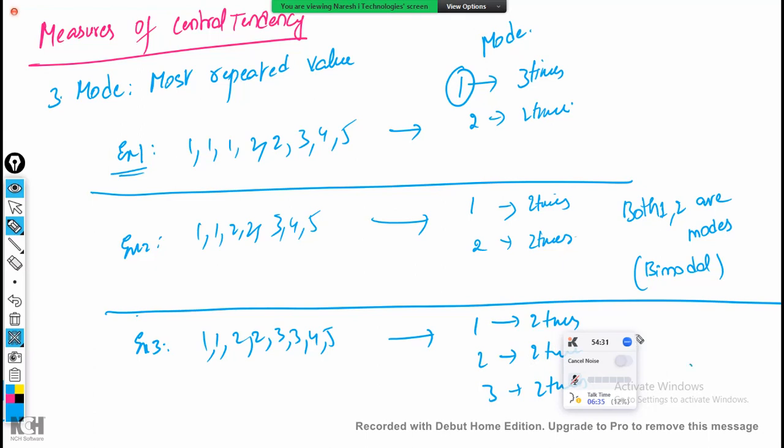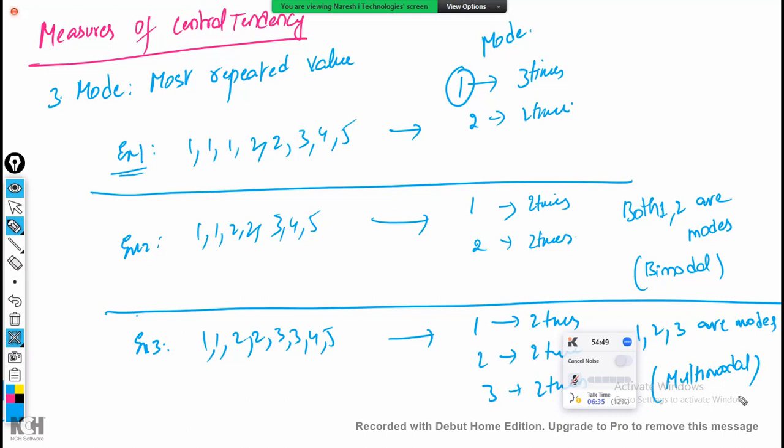Now what is the mode? 1, 2, 3, all of them are modes, and it is called multimodal. What is meant by multimodal distribution? It means multiple modes are there.